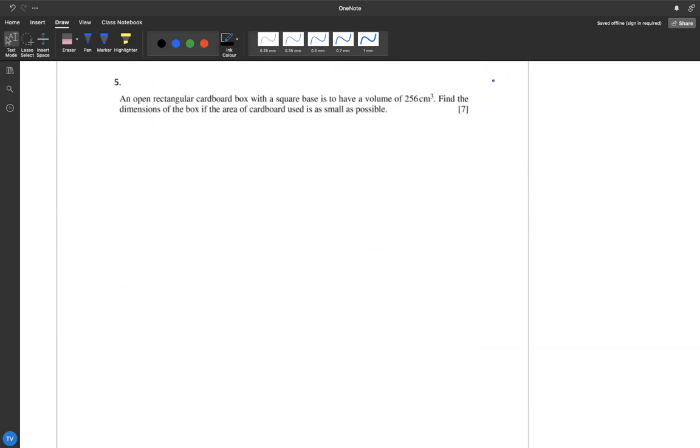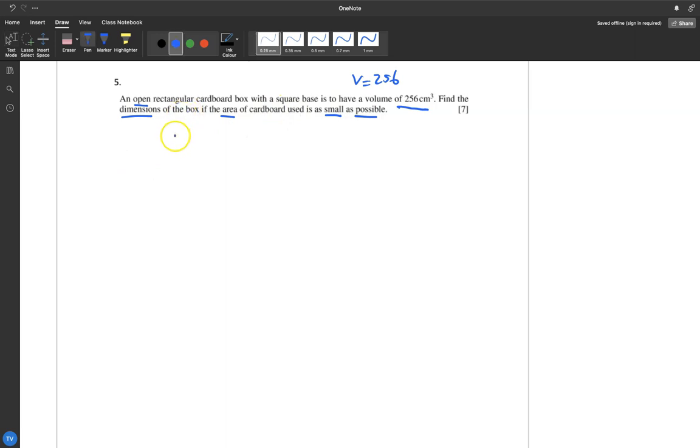Question number 5. Now, this is a tedious question. Look at that, 7 marks. This is a full application question with no diagrams, and it looks like it's about a maximum minimum problem. So let's do this. An open rectangular cardboard box with a square base is to have a volume of 256. Let me take note of that first. Find the dimensions of the box if the area of the cardboard is as small as possible. So this is a minimum value problem.